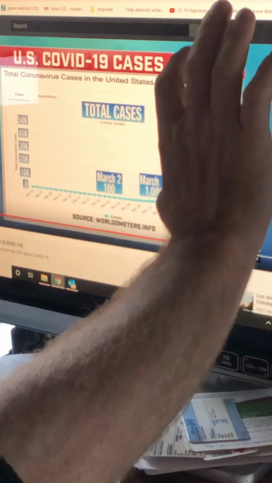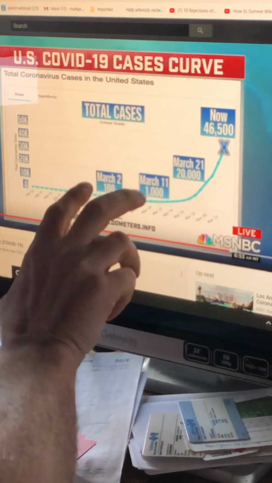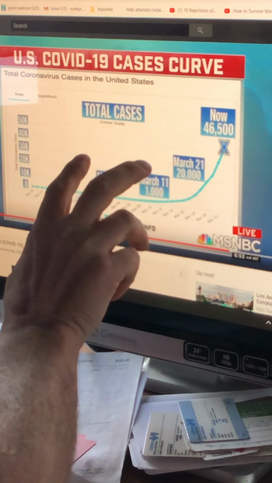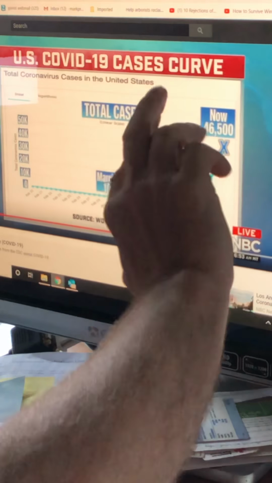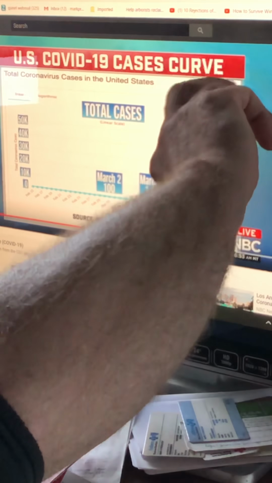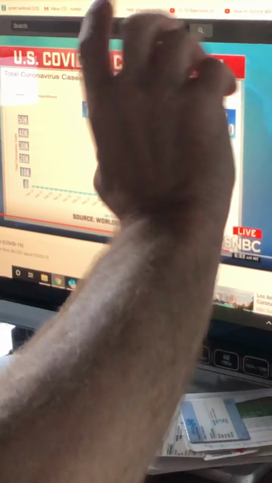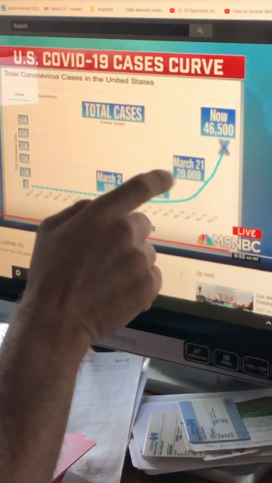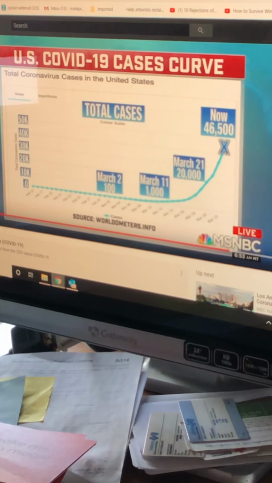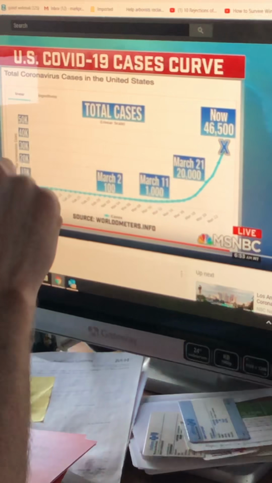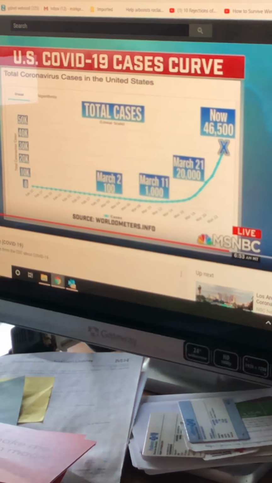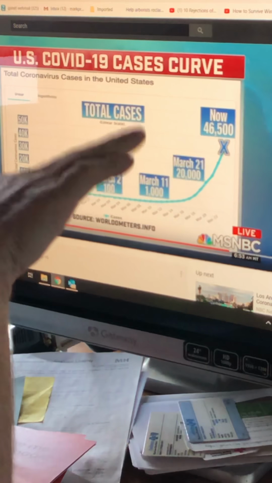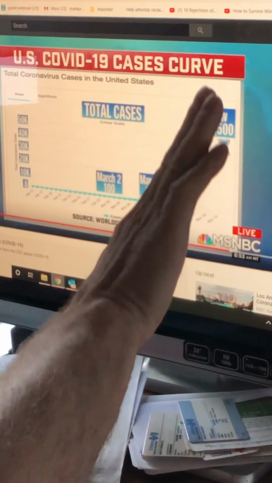So this was 9 days, this was 10 days, this went up a factor of 10, this went up a factor of 20. In another 10-day time frame, this could go up a factor of 20 or more. So 20,000 times 20 is 400,000. And that's going to be disastrous. That's going to be 500,000 people.